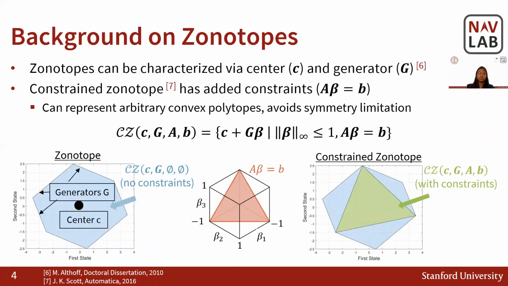Mathematically, zonotopes can be characterized using two parameters. One is center and the other is generator. An illustration of this set representation is shown in this figure, where the generators are essentially line segments that construct the zonotope. These can also be extended to constraint zonotope that represents arbitrary convex polytopes, thereby avoiding the limitation of symmetry. These constraints are mathematically formulated using A and B as shown in this figure. By applying these constraints to the blue zonotope on the left, we can formulate the green set on the right, which is essentially a constraint zonotope.